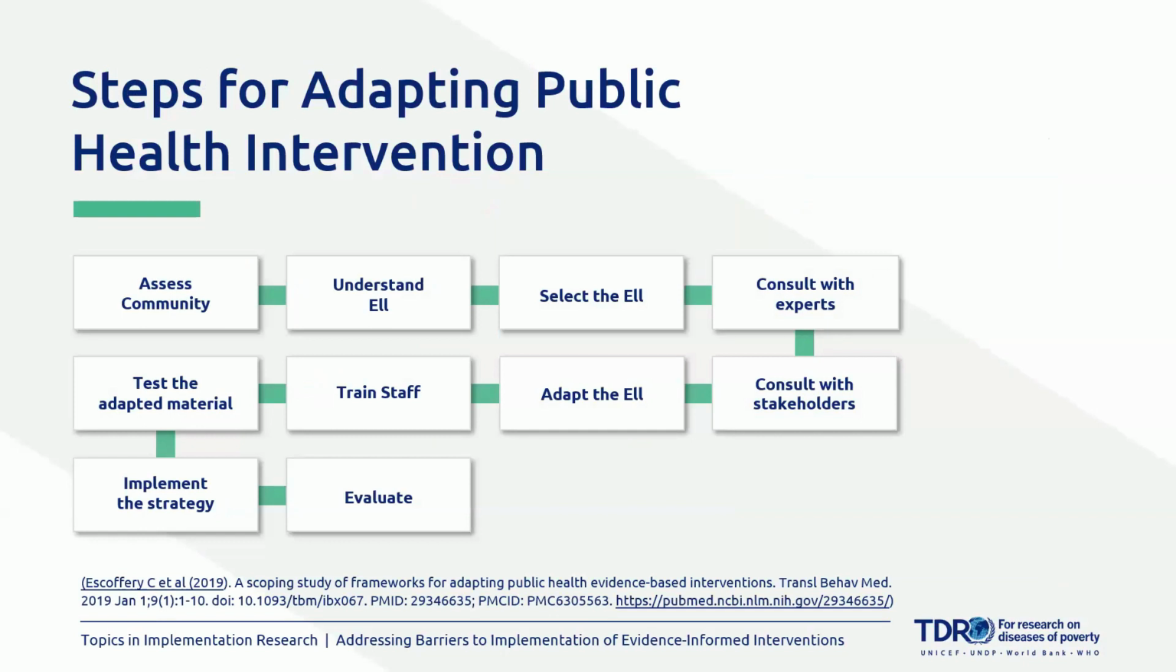The next thing is to understand what kind of intervention you're going to provide and to whom. Then you select which intervention could be useful for that community. Then you consult with experts who are knowledgeable in that area. What is their take on this intervention, do they think it could work, and what are some of the barriers that could happen?